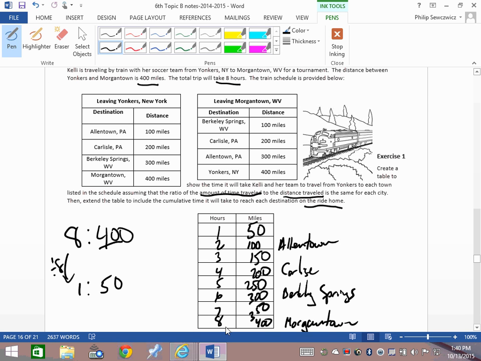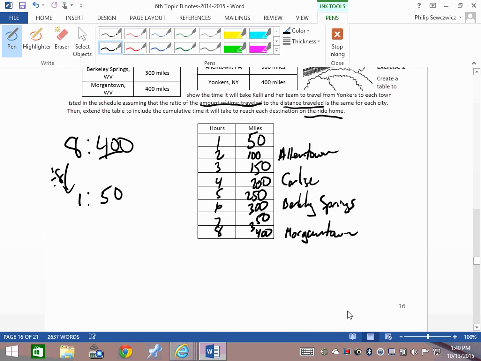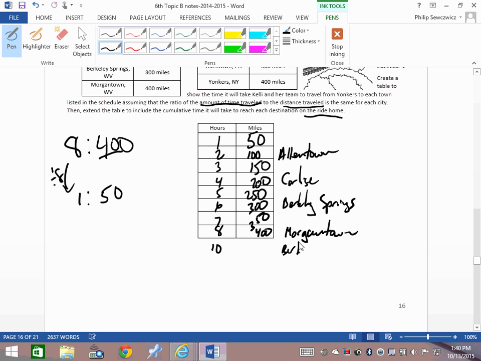Well, the whole idea behind that is if we're going to get right back, we're just going to see it going the opposite direction. So we can see here that to get from Berkeley Springs to Morgantown, it took 2 hours. So if we want to keep the table going here, we could jump right to 10, and then we can say we're right back at Berkeley Springs. And again, that's 200 more miles, so that's 600.